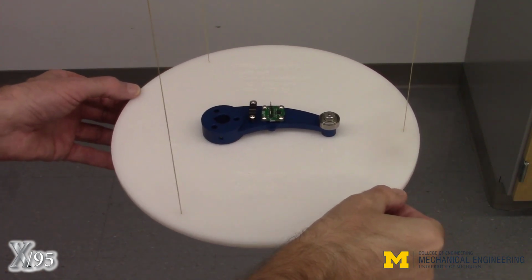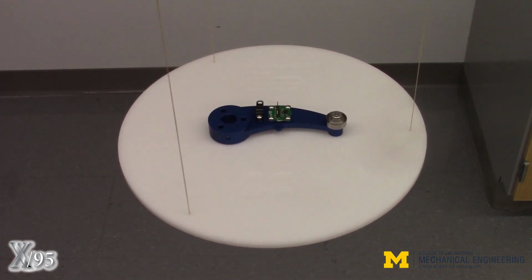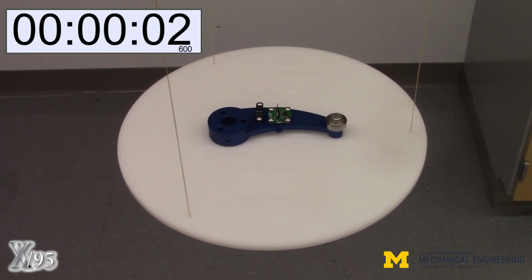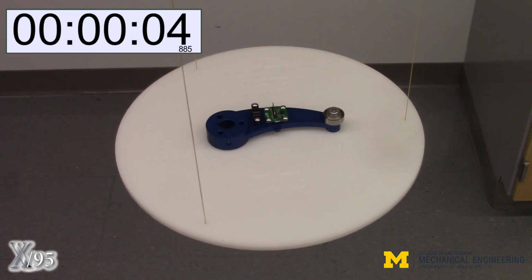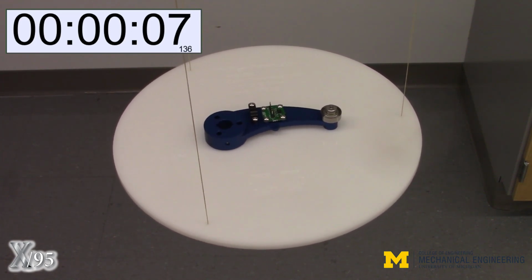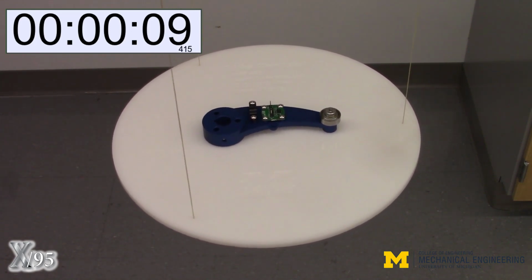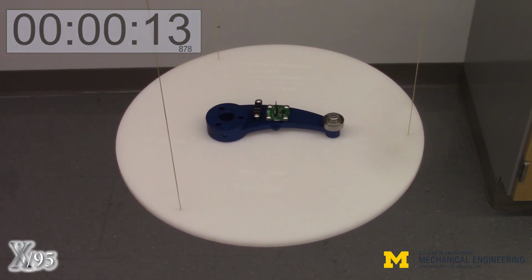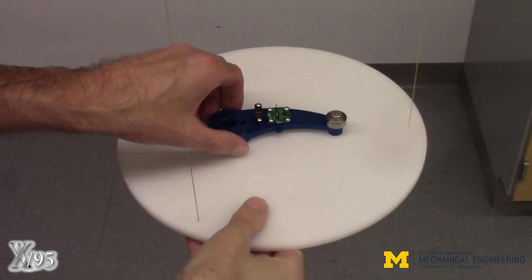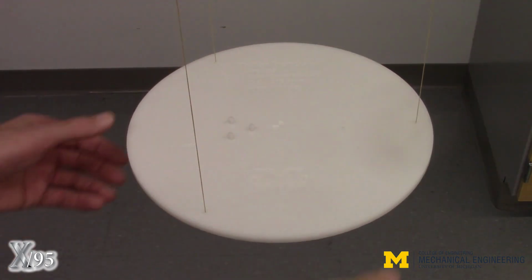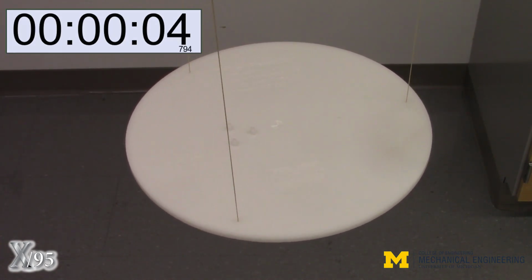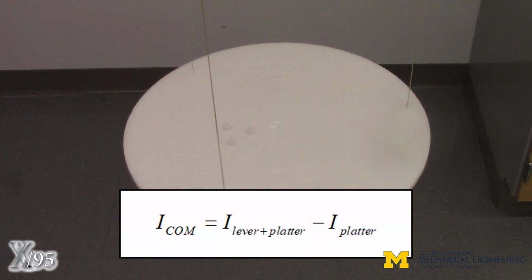Initiate a subtle rotational oscillation by slightly rotating and releasing the platter. Use a stopwatch to time out 100 full cycles and calculate the period of oscillation. Use the measured period to calculate the combined moment of inertia for the platter and lever arm. Remove the lever arm and rerun the test to determine the moment of inertia of just the platter. The moment of inertia about its center of mass, or the lever arm, is then the difference between the two measured values.